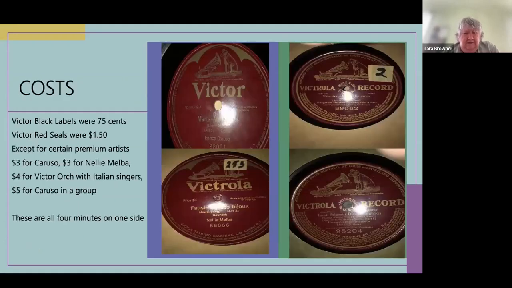Okay. Now, how much do these things cost? Well, I was surprised. Victor Black labels are 75 cents. The red seals are supposed to be $1.50, except for certain premium artists.